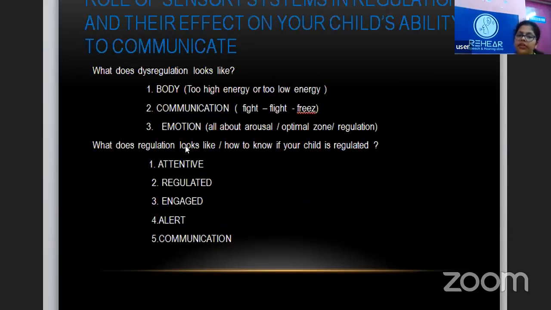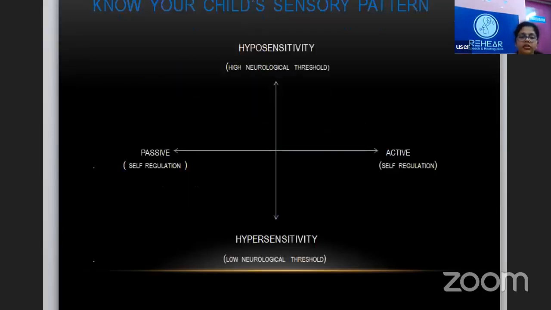So what does regulation look like? How do you know if your child is regulated? Basically, if these four are there: attentive, regulated, engaged, and alert. If the child has these four things, then communication starts automatically, in a natural way. That is what we want for this session.